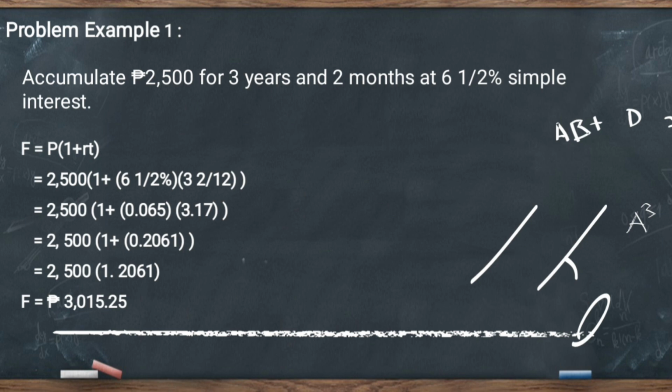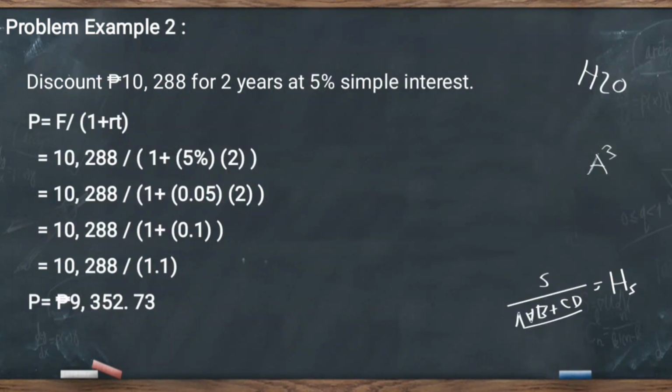We have 0.2061. Let us then add 1 plus 0.2061, and then we have 1.2061. And then multiplied by 2,500, we now have our final amount, which is 3,015.25 pesos. Problem example number 2.